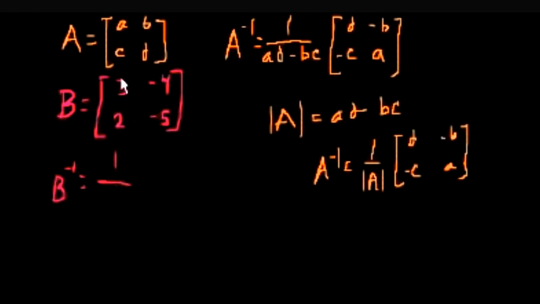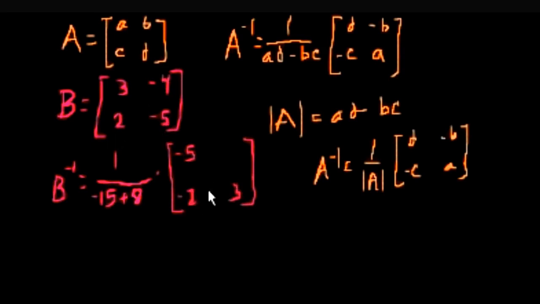What's the determinant? It's 3 times minus 5 minus 2 times minus 4. So 3 times minus 5 is minus 15. Minus 2 times minus 4: 2 times minus 4 is minus 8, but we're going to subtract that, so it's plus 8. And we're going to multiply that times what? Well, we switch these two terms, so it's minus 5 and 3, and we just make these two terms negative: minus 2 and 4. Minus 4 becomes 4.